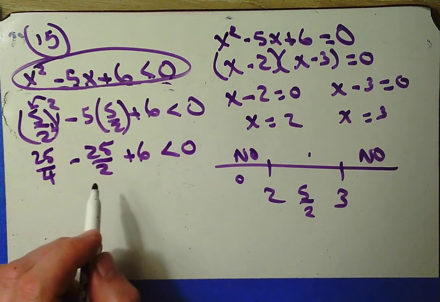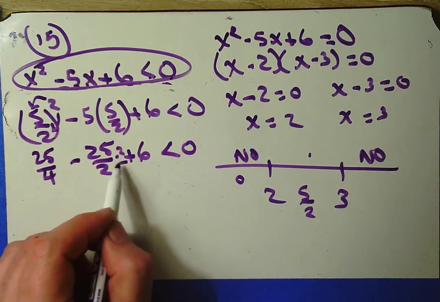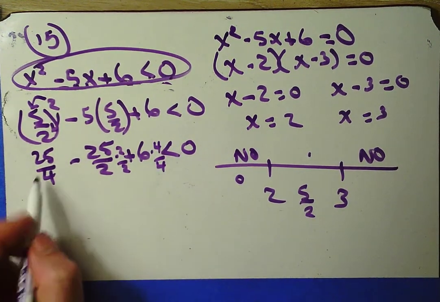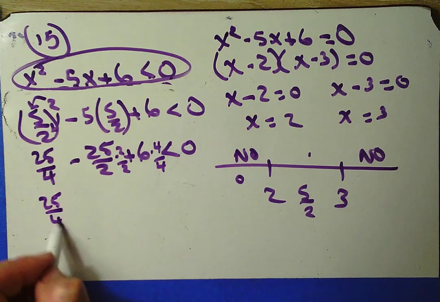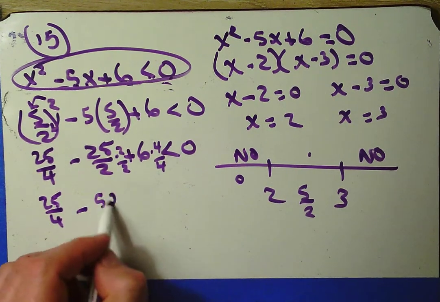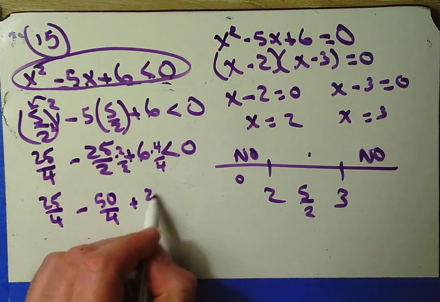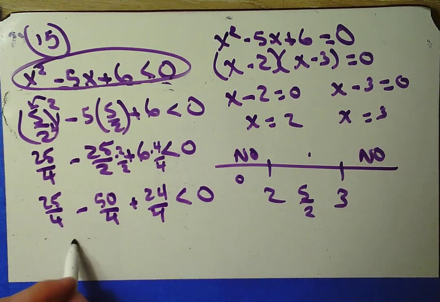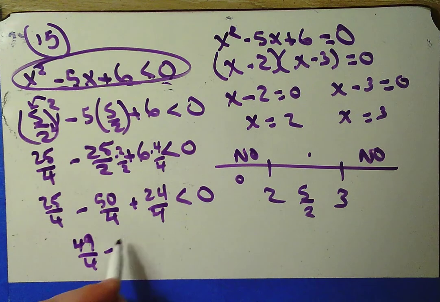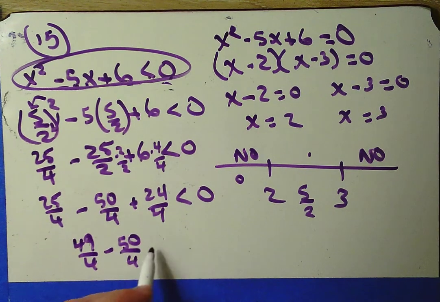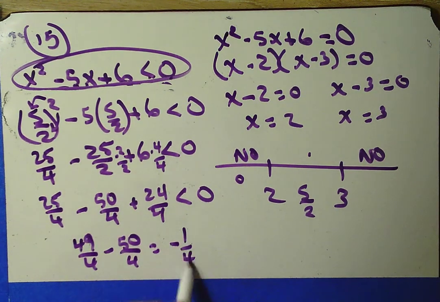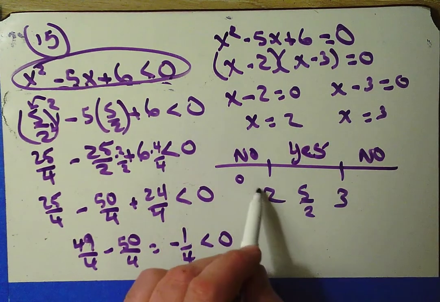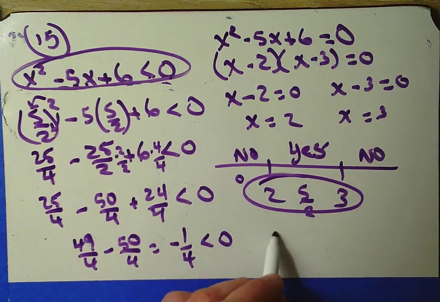And now I need to make a common denominator. Here I'll multiply by 2 over 2, and here I'll multiply by 4 over 4. I'll get 25 over 4 minus 50 over 4 plus 24 over 4. And that's going to be 49 over 4 minus 50 over 4, or negative 1 over 4. And that is less than 0. So my solution is between 2 and 3.